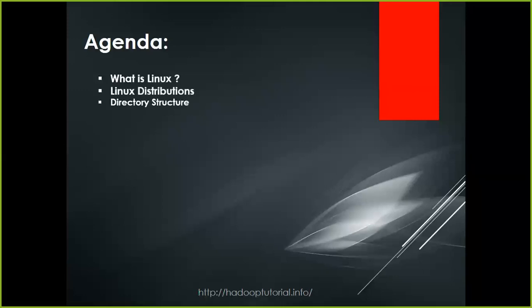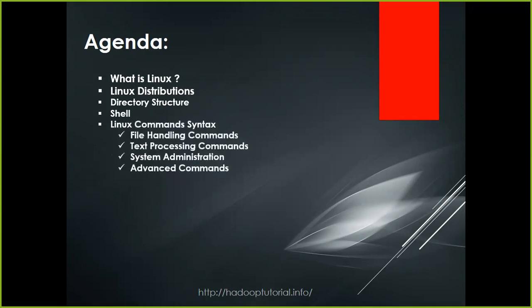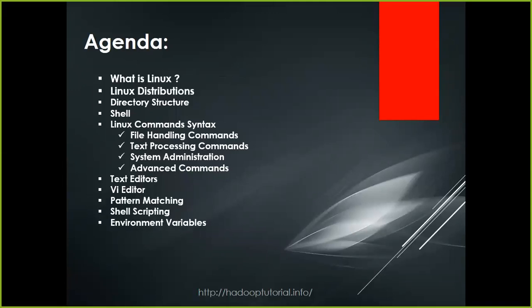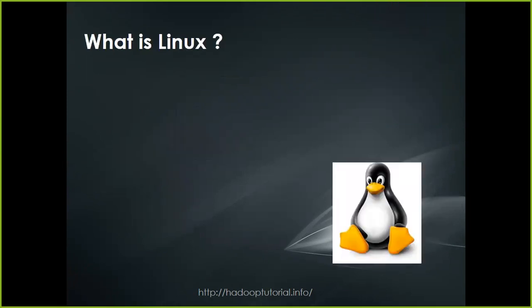So mainly we'll be looking into what is Linux and different types of Linux distributions that we use in the industry, in the enterprise organizations, and its file system. Mainly, how does its file system look like, the directory structures, and a bit about shell and various commands. It could be file handling, text processing, administration commands or advanced commands, and different types of text editors, and which one to go with. And pattern matching is just one of the advanced concepts, but I will just introduce you to that. And basic shell scripting and some of the environment variables. How do you deal with environment variables in Linux operating systems?